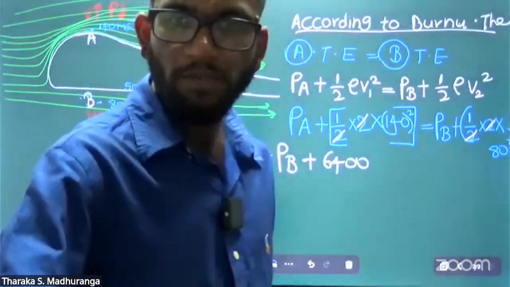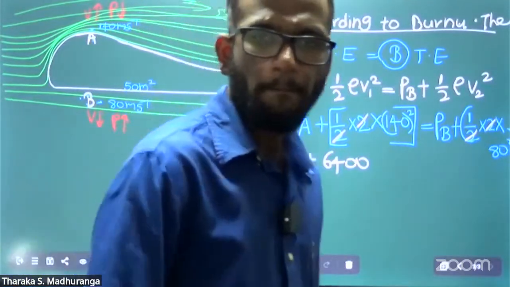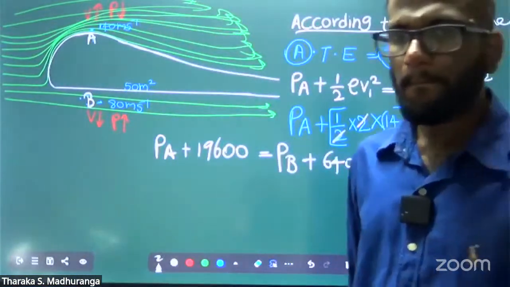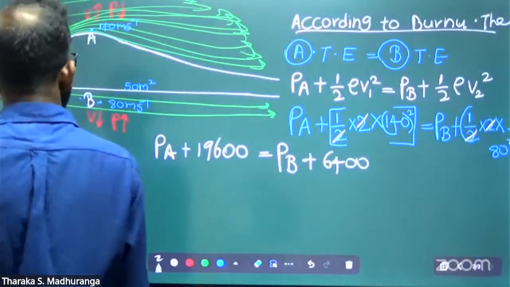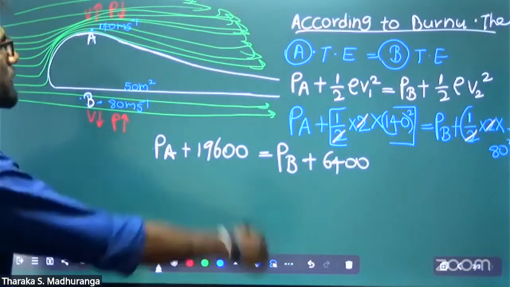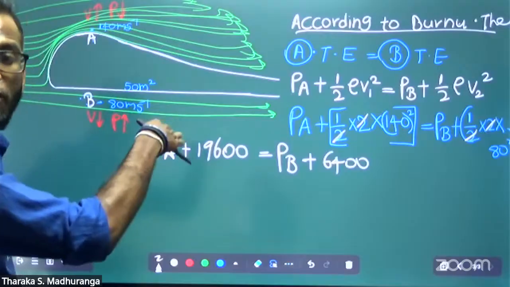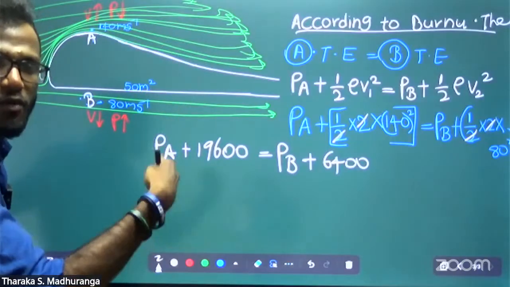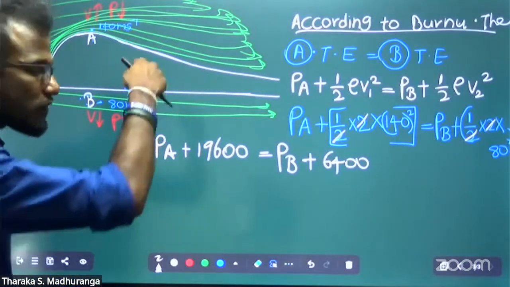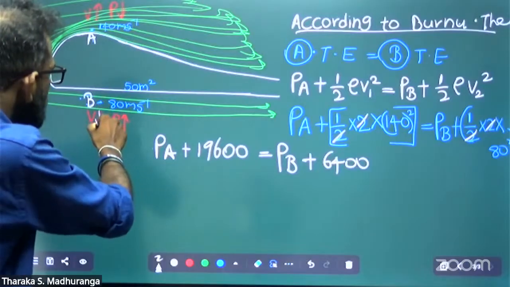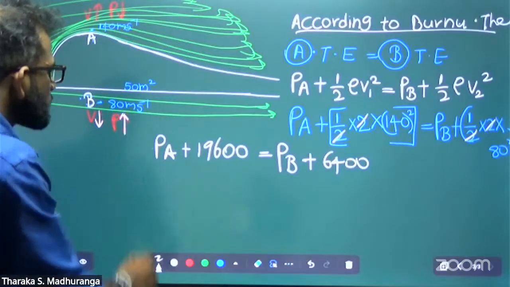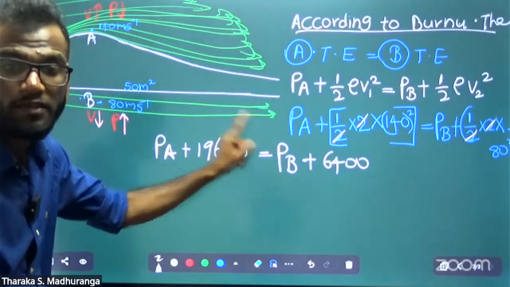Pressure A or pressure B? Good, yeah, all are correct. Pressure B, because the air speed is low. Air speed low means, according to Bernoulli's theorem, the pressure increases. The velocity low means pressure increase. So B pressure is the higher value.